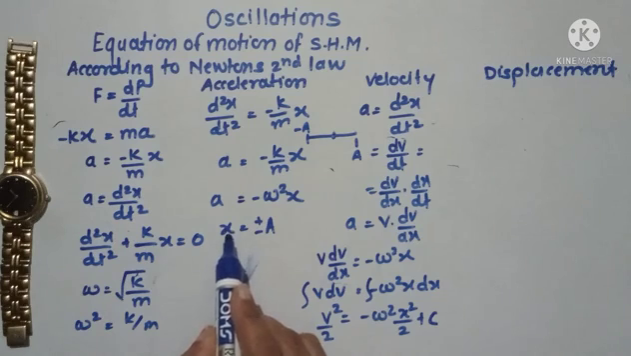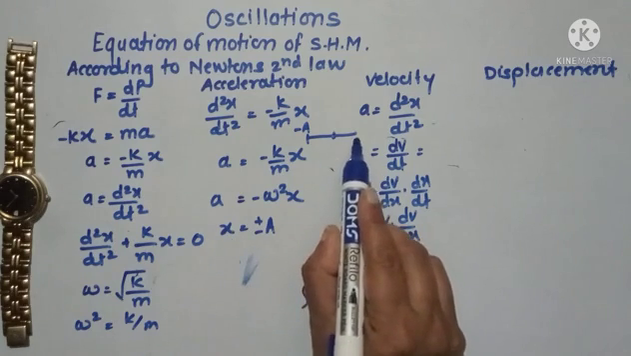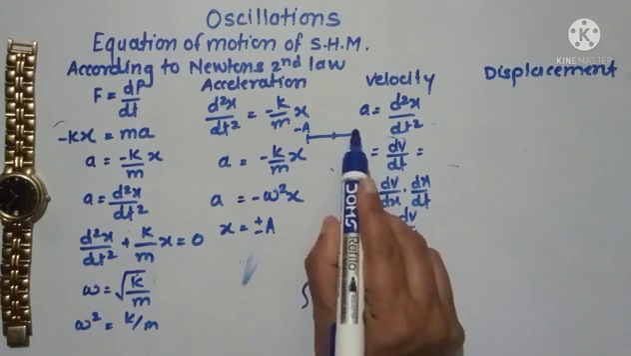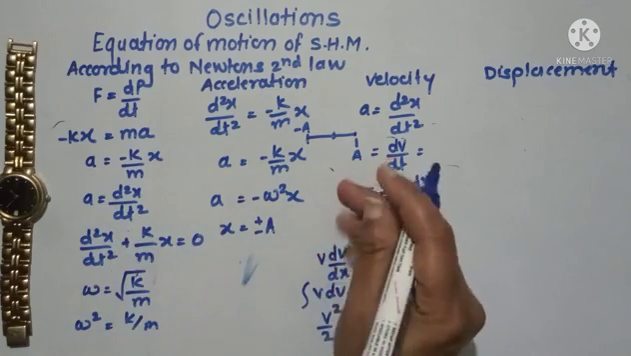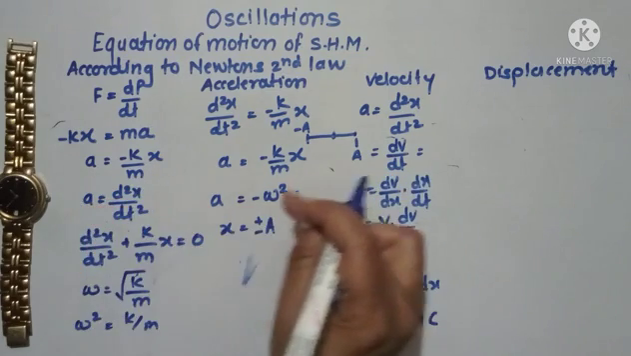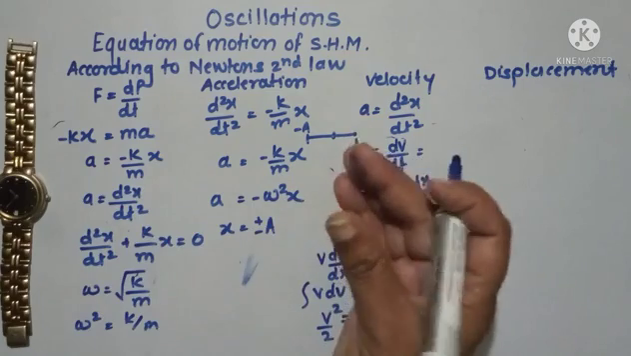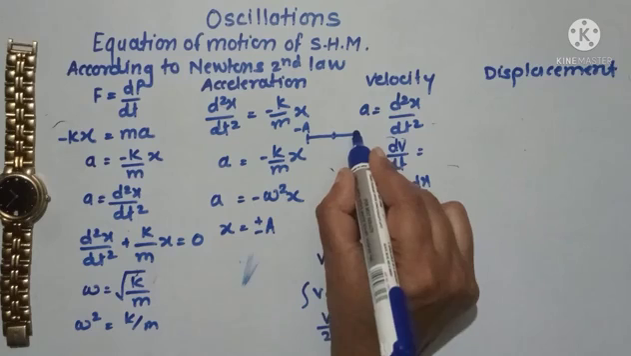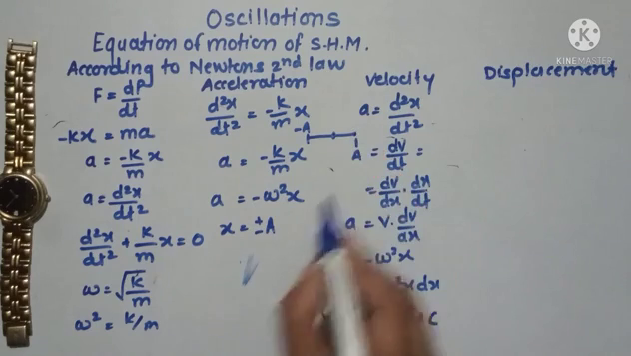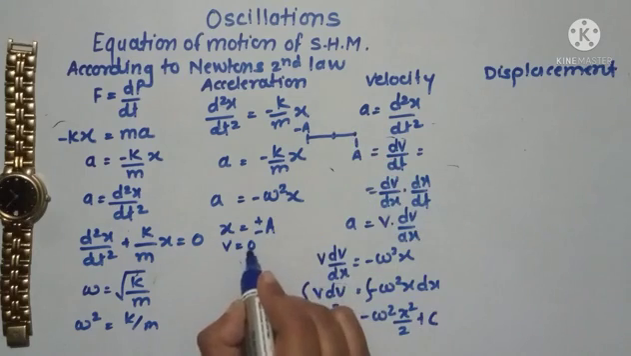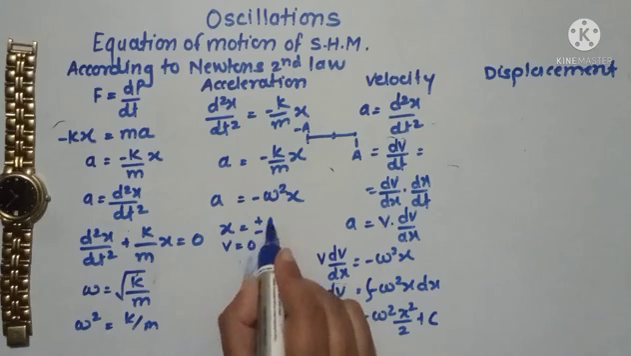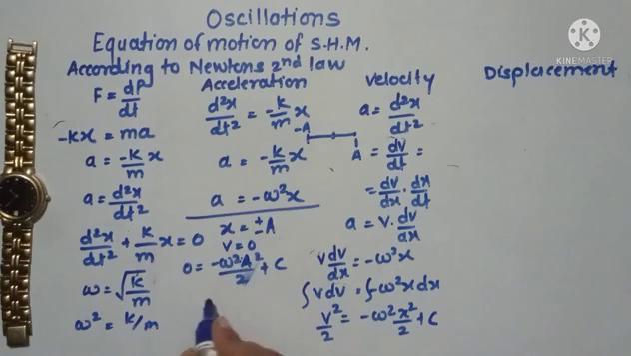If I put the value x is equal to plus a, at this point the velocity is 0, because once you take the pendulum there and release it, when it is coming back to the position a, its velocity will be 0 for a moment. So we can take that as a boundary condition: when x is equal to plus a, velocity is equal to 0. Now if I put these two values in this equation, I will get c is equal to omega square a square upon 2.